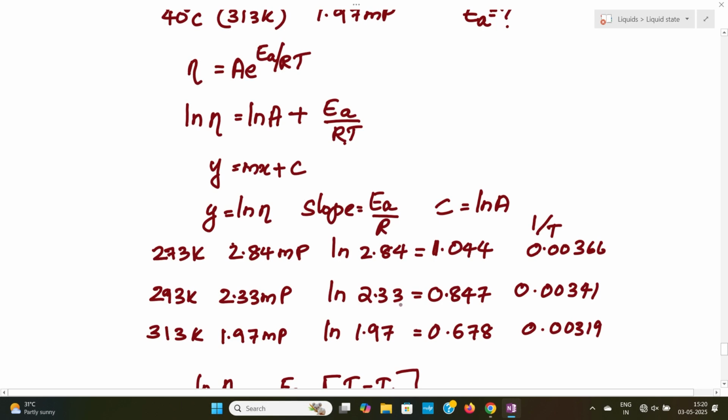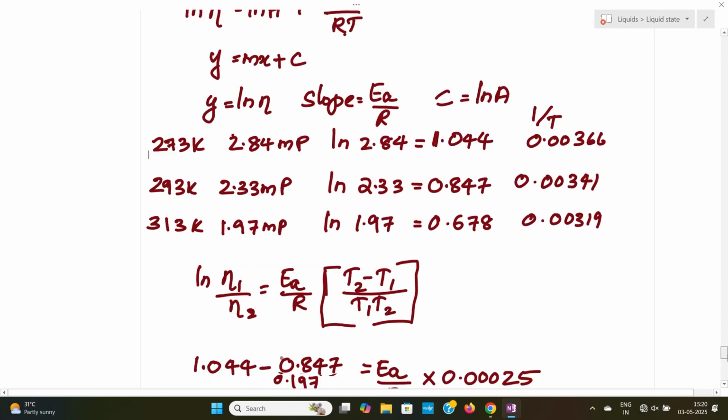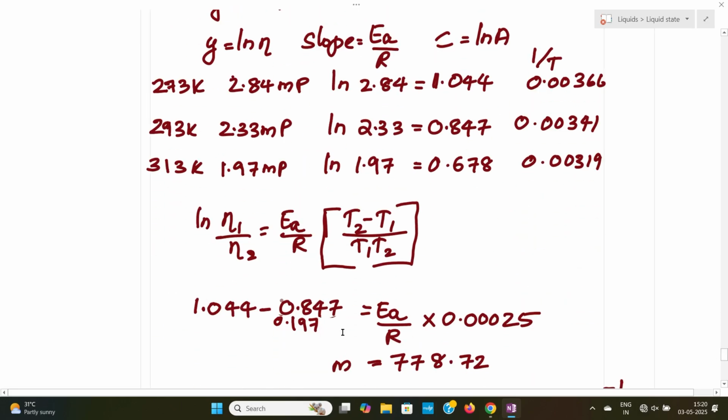ln 2.33 is 0.847, and for the temperature, 1 by 293 Kelvin is 0.00341. And here at 313 Kelvin, the viscosity is 1.97 millipoise, and ln 1.97 is 0.678, and 1 by 313 Kelvin is 0.00319. Now, we have to find out the m value.